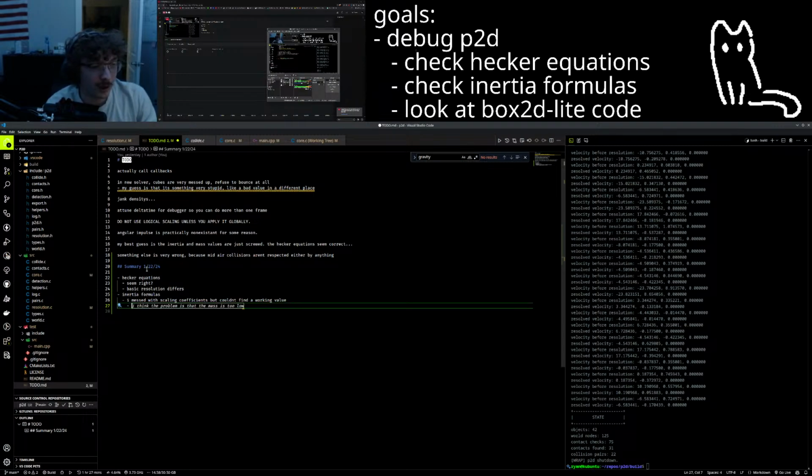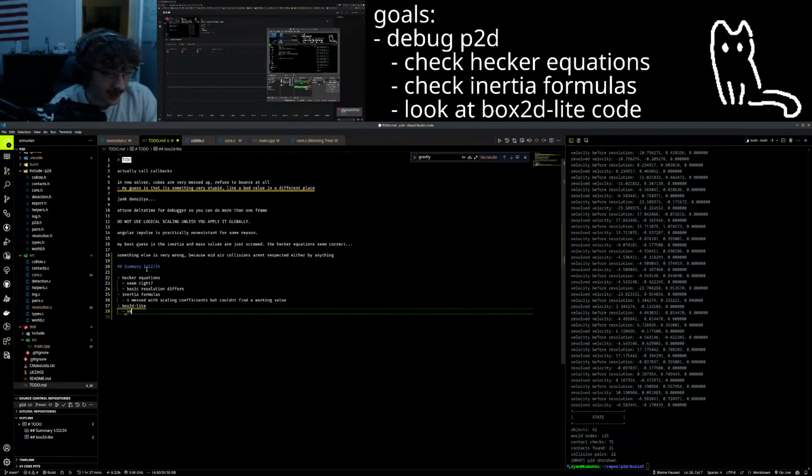I don't know. I honestly can't remember. I should have been writing this down as I went along. I don't even know. I'll just leave that as it is. Box2D Lite seems like they're using logical units. I don't know. That was still weird, the Box2D stuff.